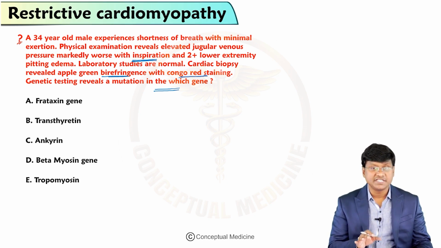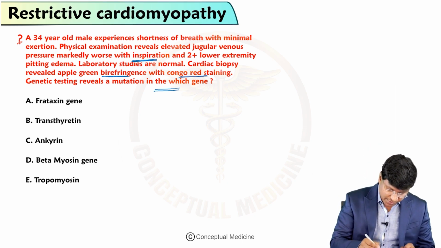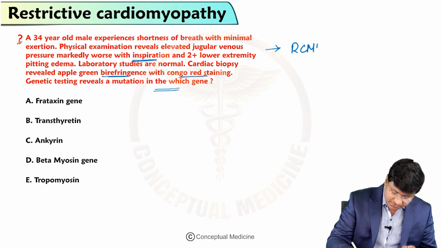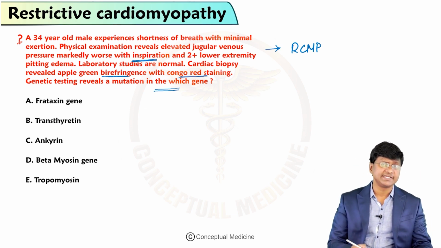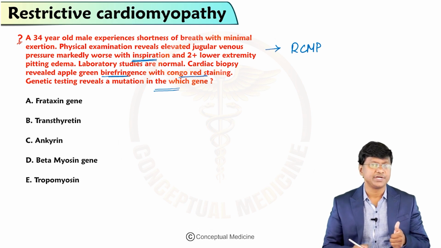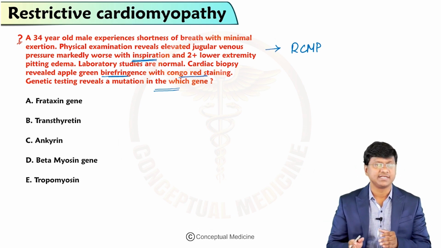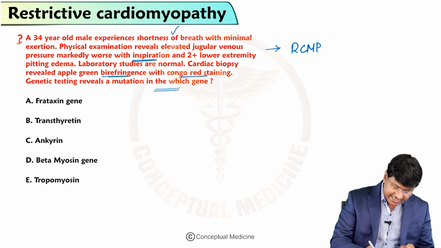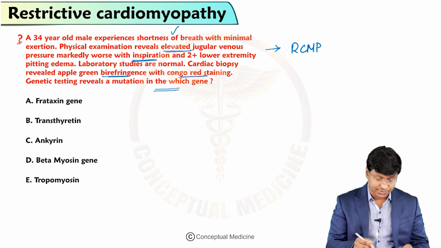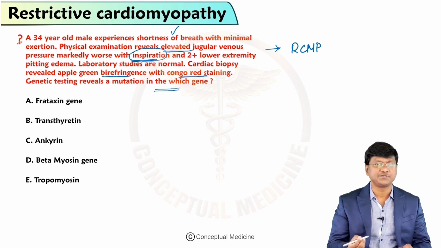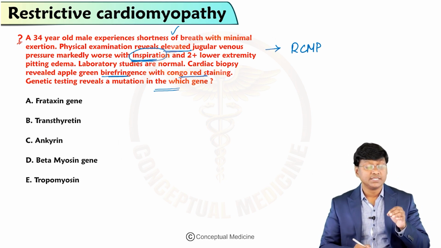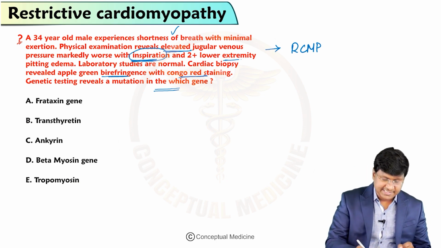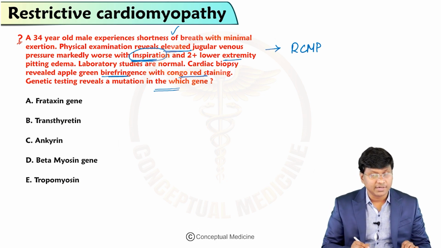This is the disorder which is suggestive of amyloidosis. First of all, the diagnosis of this clinical scenario is restrictive cardiomyopathy. So how can you tell that this is a case of restrictive cardiomyopathy? Patients with restrictive cardiomyopathy have the features of both right and left heart failure. Shortness of breath is a feature of left heart failure, and elevated JVP is a feature of right heart failure. The JVP getting worse with inspiration means it is the Kussmaul sign, which is seen in restrictive cardiomyopathy. And pedal edema is a feature of right heart failure.